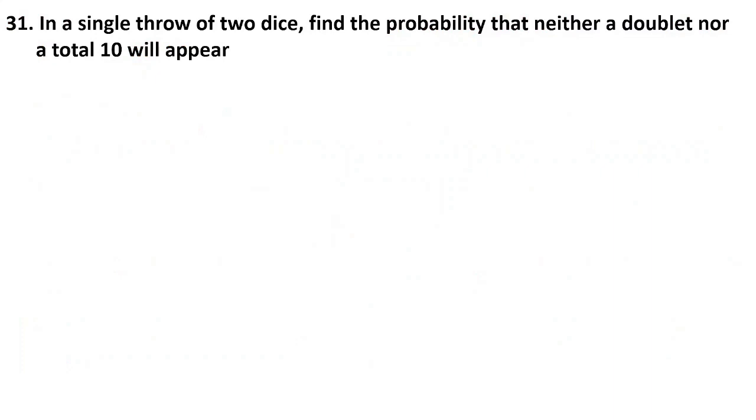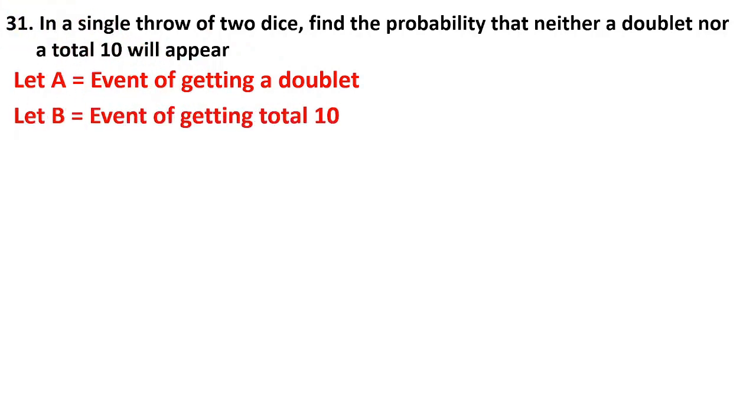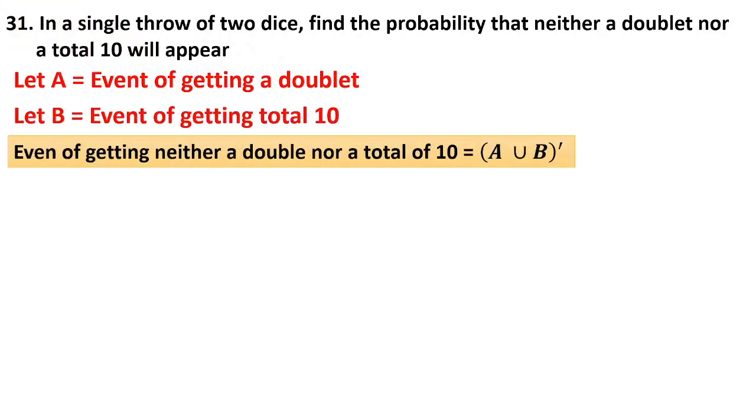Question number 31. In a single throw of 2 dice, find the probability that neither a doublet nor a total of 10 will appear. For that, let us call A as the event of getting a doublet, B as the event of getting a total 10. Let us see what we mean by neither nor. It is (A union B) dash. Be careful. Or means union, neither nor means its complement.